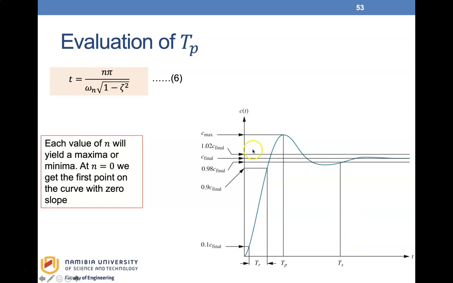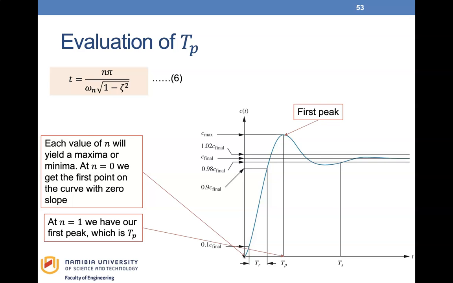Each value of n in this equation will yield a maxima or minima. At n equals 0, we get the first point on the curve with 0 slope. And then at n equals 1, we have our first peak, which is T subscript P, which is then given by equation 7.